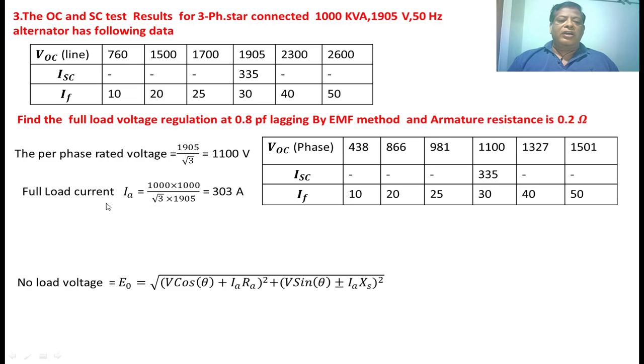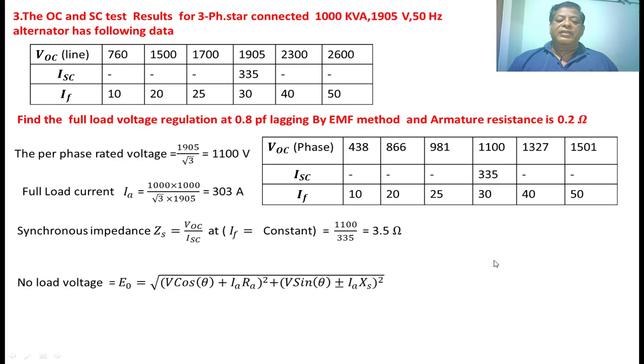Next, full load current. To find the full load current, the rated power of the alternator is divided by root 3 VL, this value. So we are getting 303 amperes. Here 1000 into 1000, because we are going to convert it into volt ampere. So the full load current equals 303 amperes.